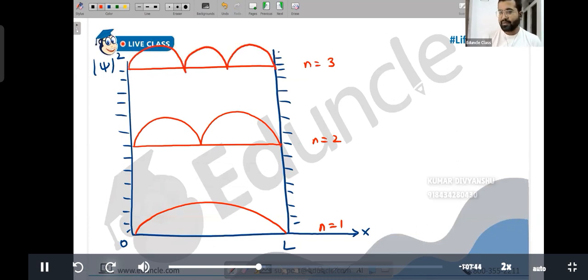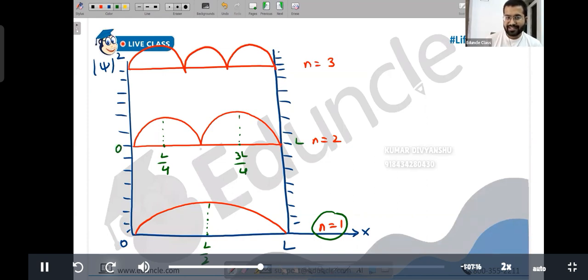So the point is, in the exam, if they ask you to find the position where probability is maximum, it means the probability density should be maximum. Now, check the graph and write the answer. For example, for n equals 1, where is the probability of finding the particle maximum? L by 2. But for n equals 2, the probability of finding becomes maximum at L by 4 and 3L by 4, because the total is 0 to L. So this is L by 2, this is L by 4 now, and this is 3L by 4. I hope you have understood this. Tell me if not. So these are the points where the finding probability becomes maximum.